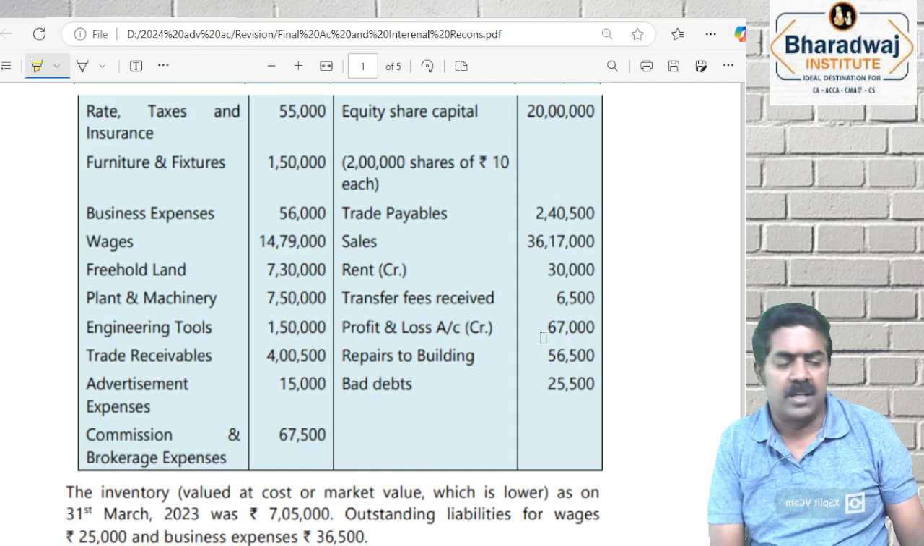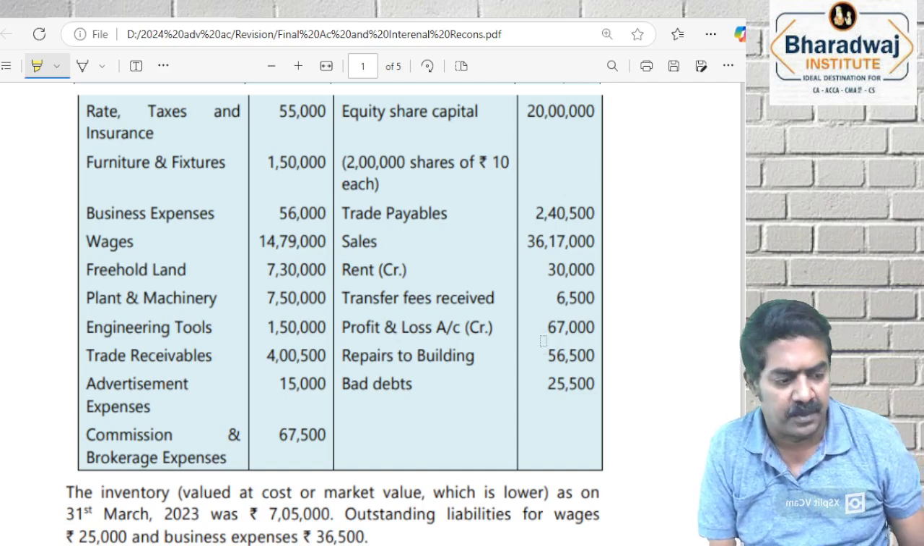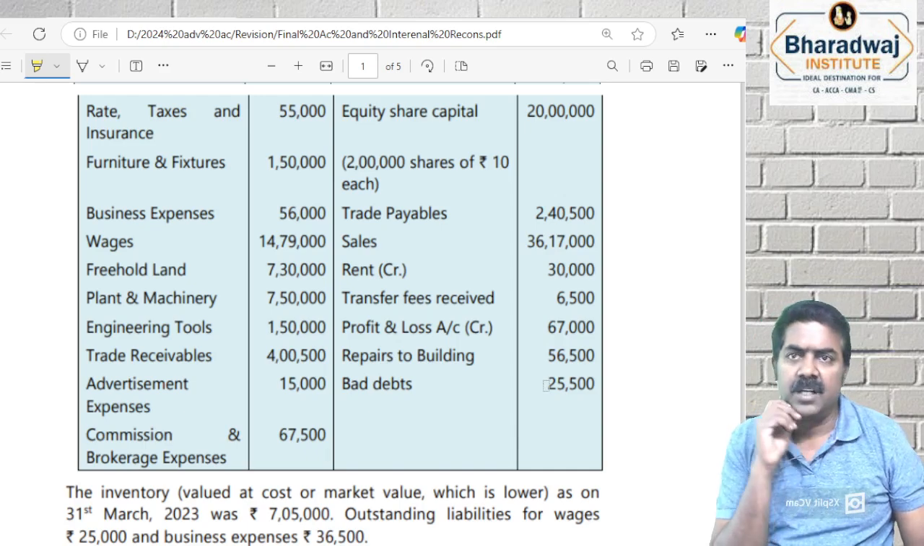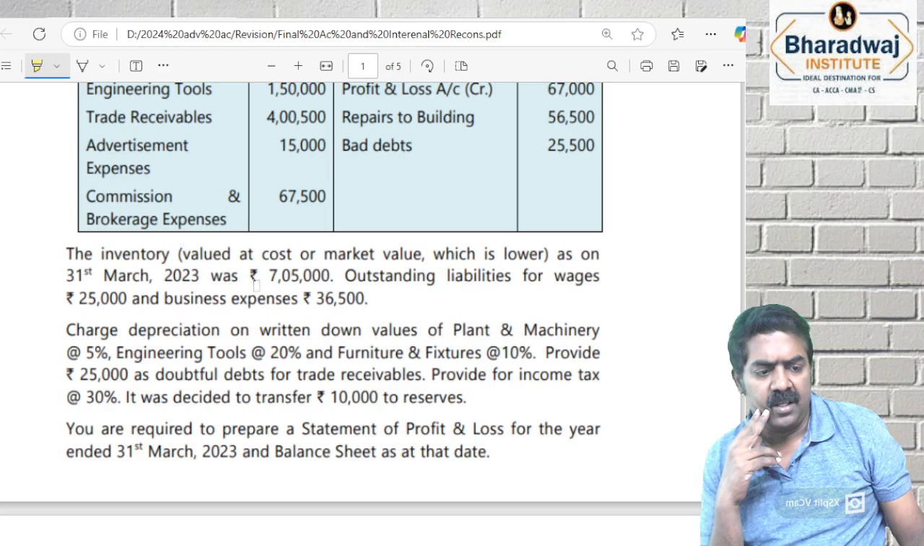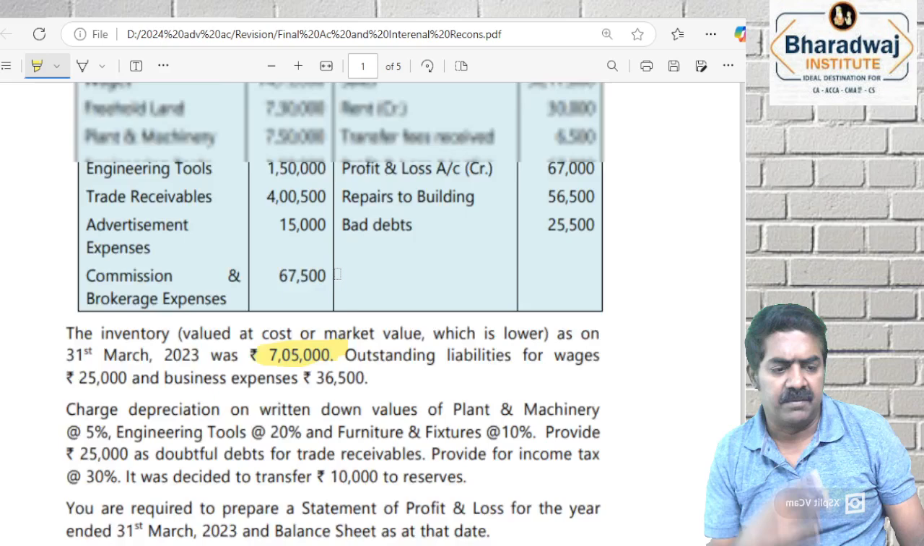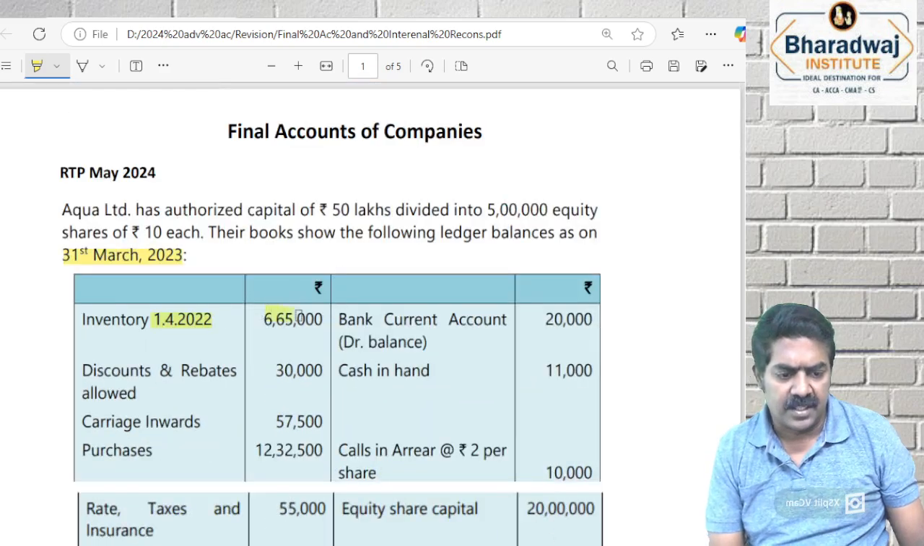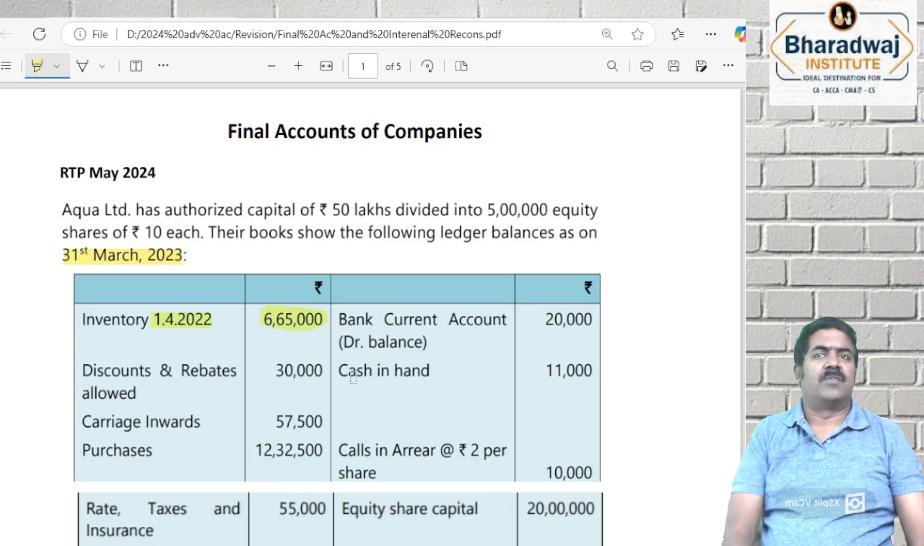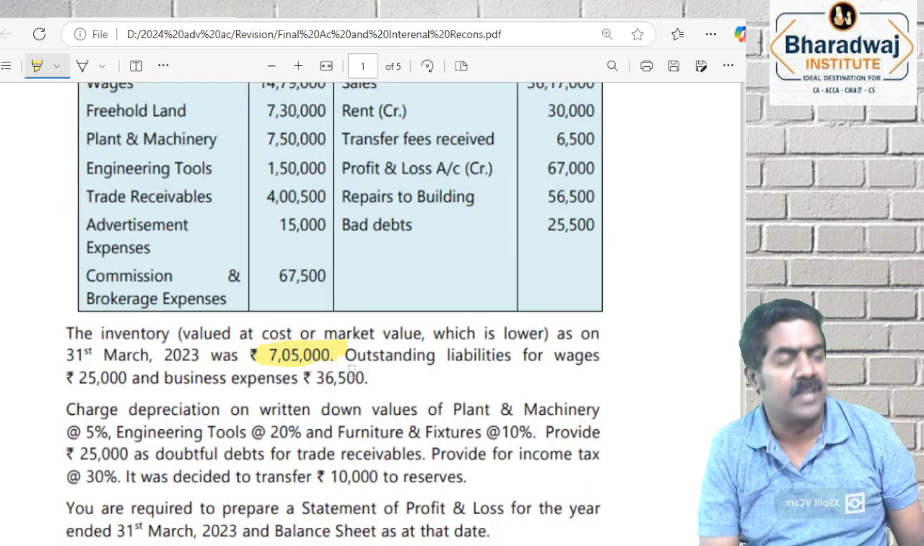P&L account credit balance will go to balance sheet reserves and surplus. Repairs to building, other expenses. Bad debts will come in what? Other expenses. Inventory at the end of the year is given. This you will adjust in change in inventory. What is the inventory at the beginning of the year? 6,65,000. Inventory has increased. Now you will show it as a negative amount in what?